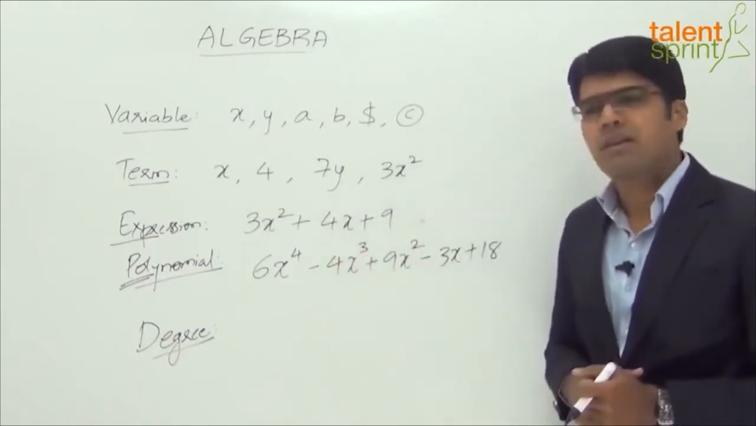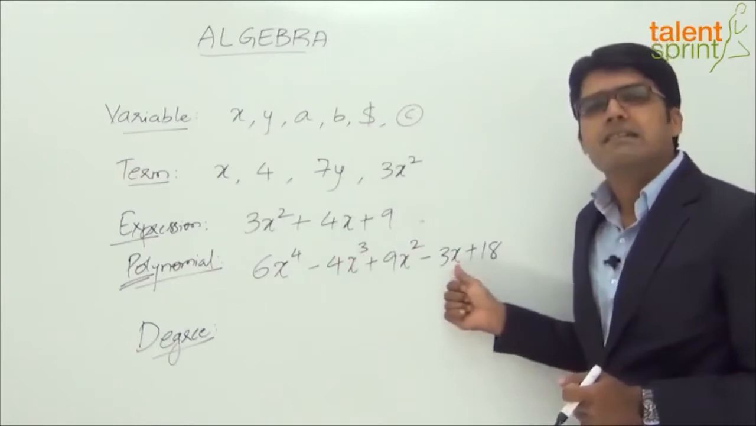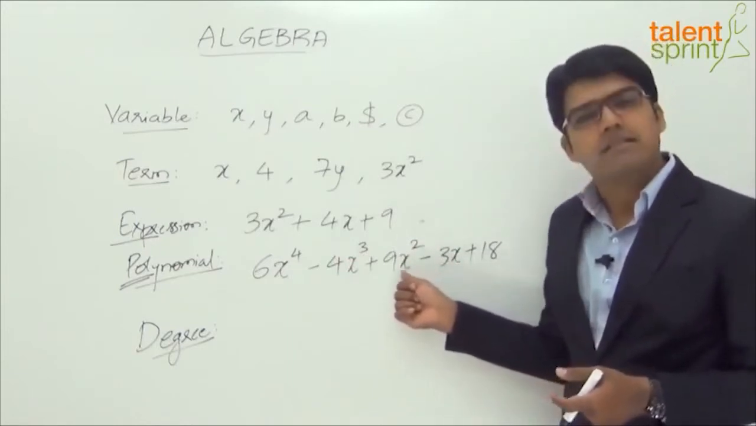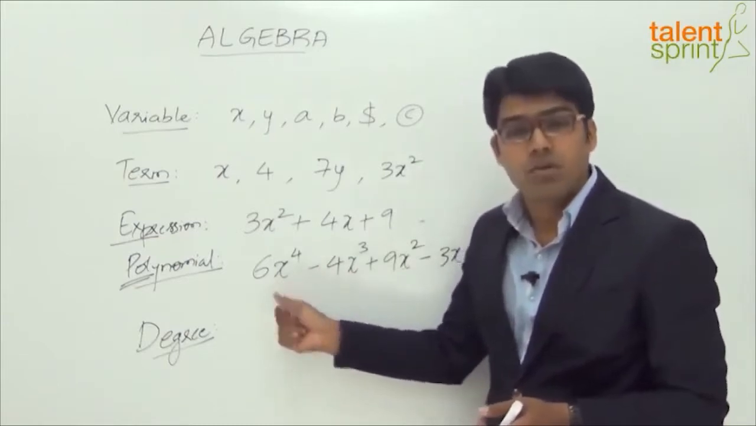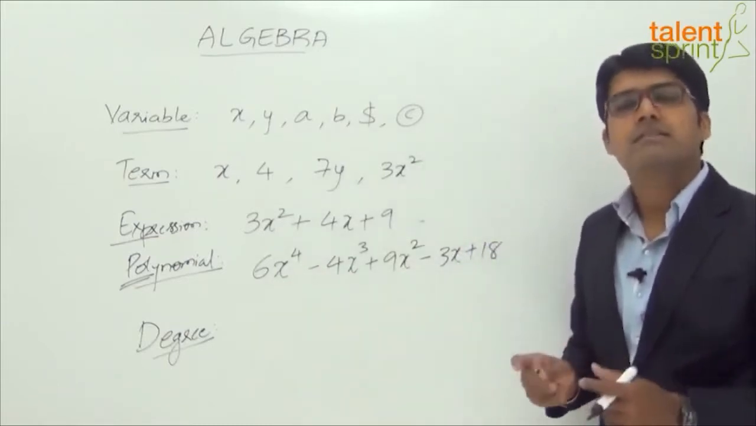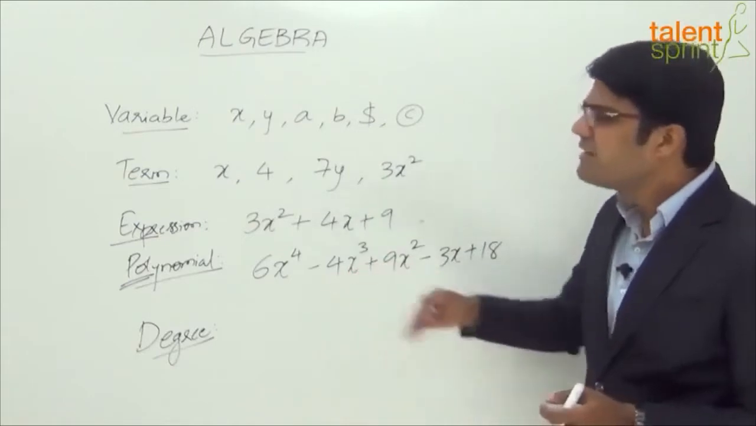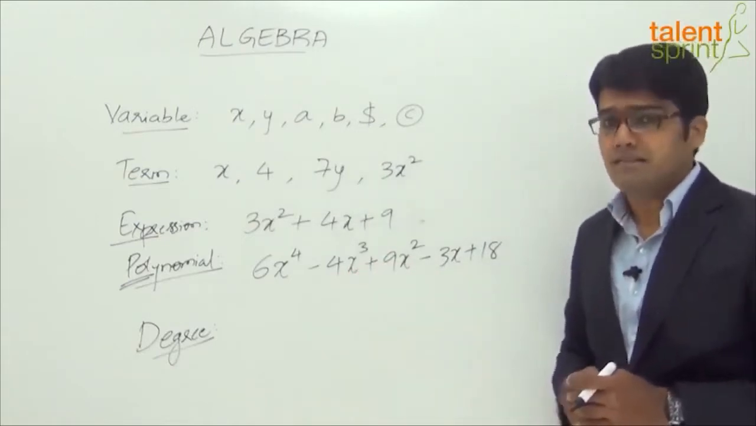degree of the polynomial. For example, the power of x here is 1. The power of x here is 2. Here it is 3. And here we have got 4, the power is 4. So the highest power is the degree of that polynomial. So we can say this is a 4th degree polynomial, right? This is a 4th degree polynomial.